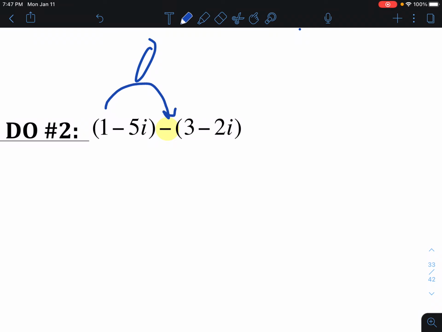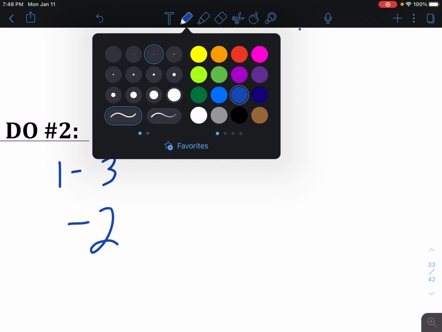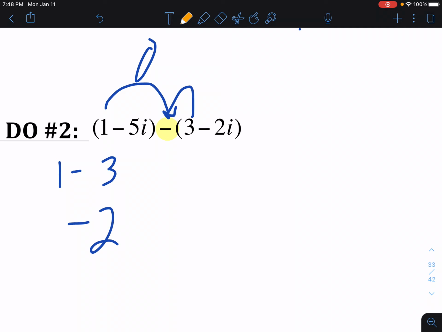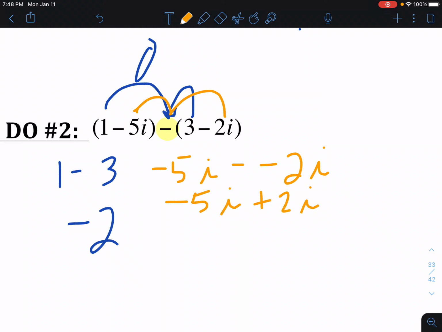So 1 minus 3 would be negative 2. And then the i's, we've got negative 5i minus negative 2i, which would change to plus 2i. And then negative 5i plus 2i would be negative 3i. So then we say our answer is negative 2 minus 3i.